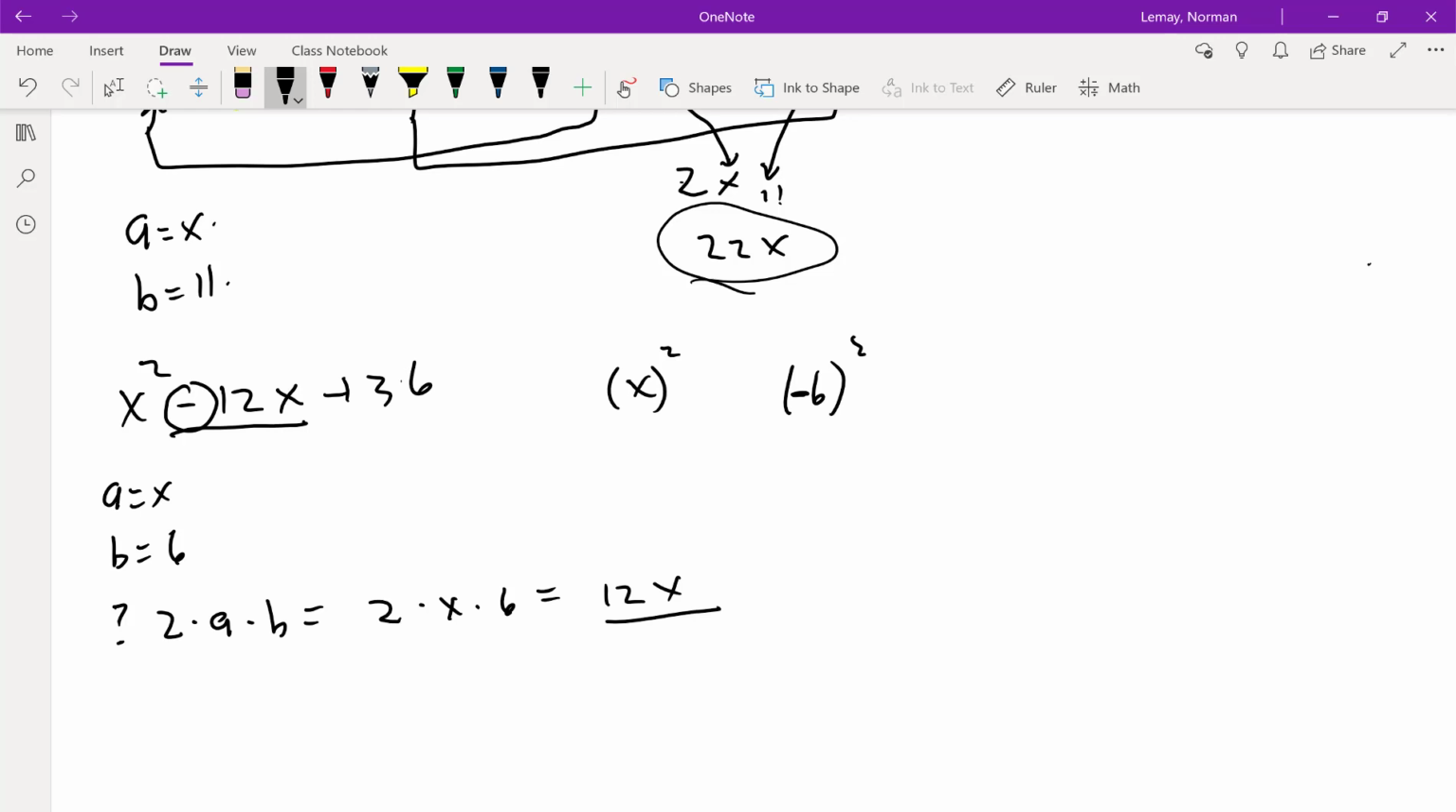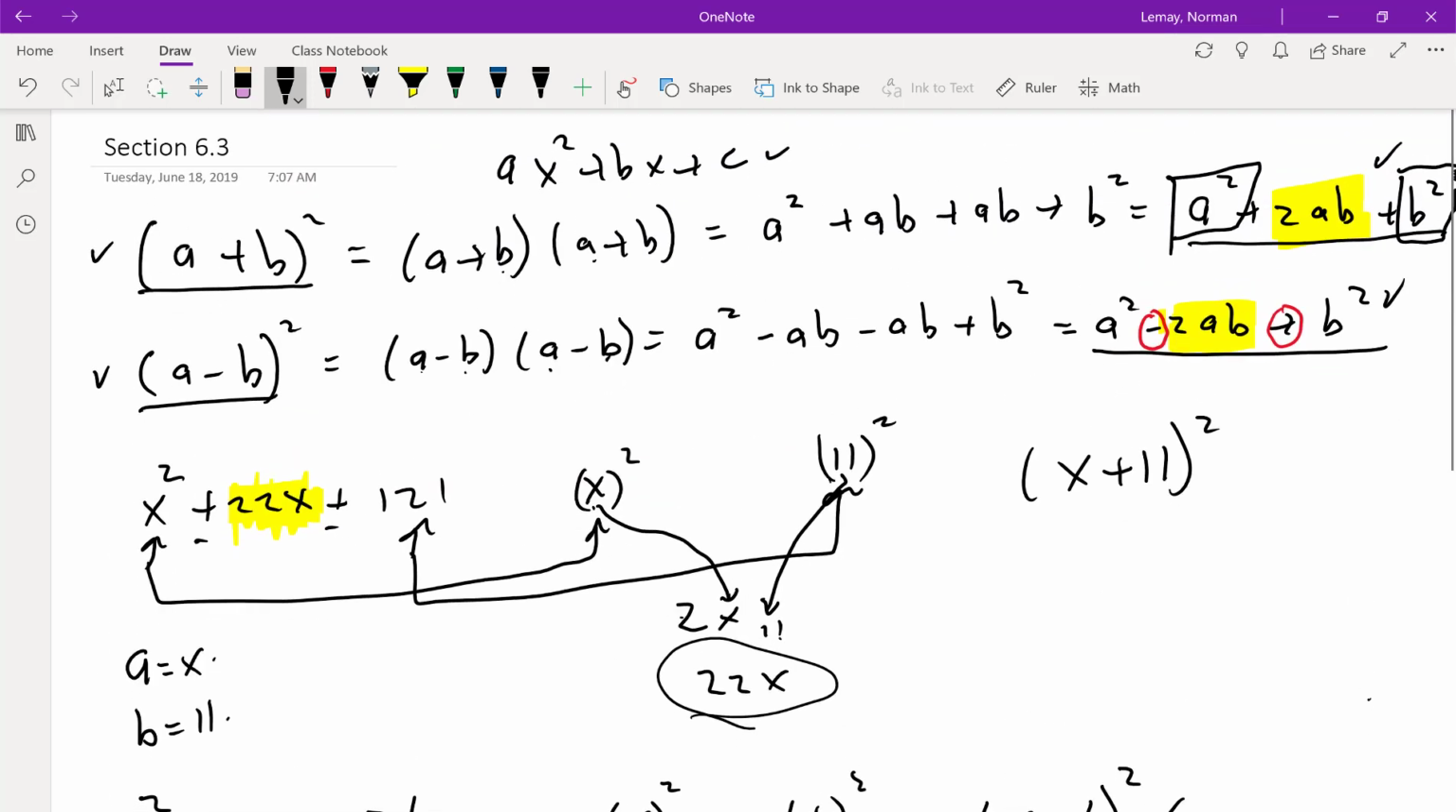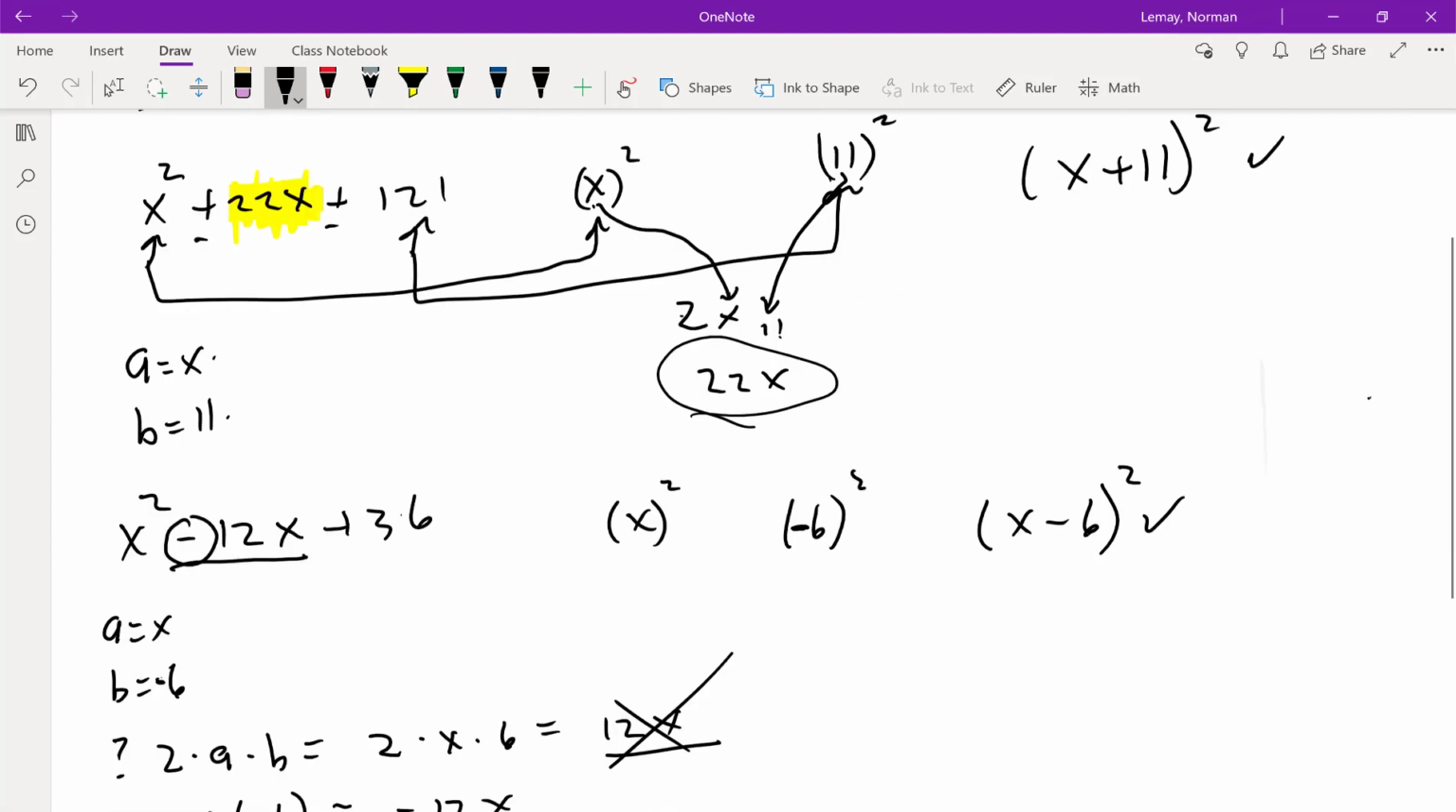All right, so now the question is, when we have the minus here and the plus here, maybe we should consider a minus b. So now this becomes this way, okay? So we know that's wrong. So now we have 2 times x times negative 6, and can we agree that this is minus 12x, which is the same there? So that being the case, this factors to (x - 6) quantity squared. Okay, so here we have the difference of two, what we call the difference of two squares, and here we have the sum of two squares.